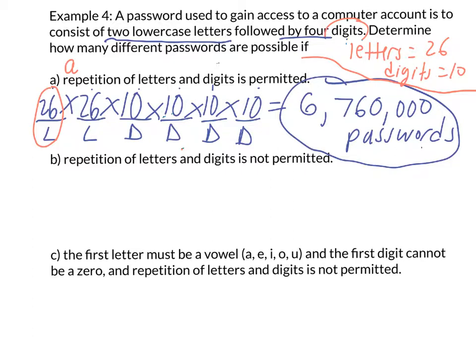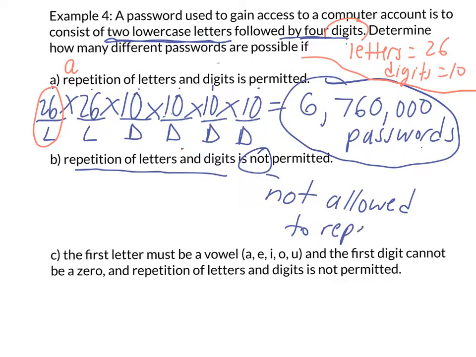All right, so we're still on example 4, so we still have 2 letters followed by 4 digits, but B says repetition of letters and digits is not permitted. So this is going to be a little bit harder because now we're not allowed to repeat a letter or a digit. What does that mean? It means, like, let's say I pick A as the first letter of my password. I can never ever use A again. Same with digits. If I pick 0 to be in my password, I can only use it once. I cannot put multiple zeros in my password.